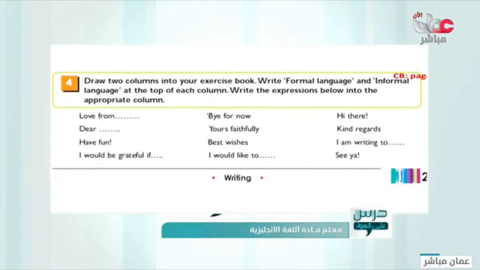Draw 2 columns in your exercise book. Write formal language or informal language in each. This is in your course book, page 27. So have a look at those words. Are they formal or informal? Love from, dear, have fun, I would be grateful if, bye for now, yours faithfully, best wishes, I'd like to, hi there, kind regards, I am waiting to, and see ya.